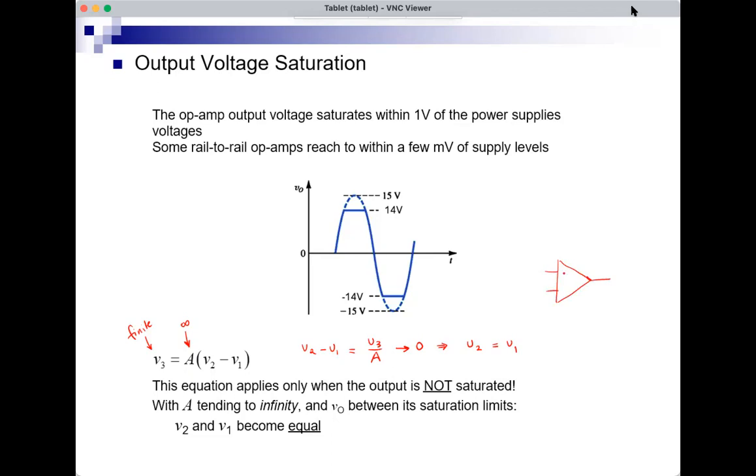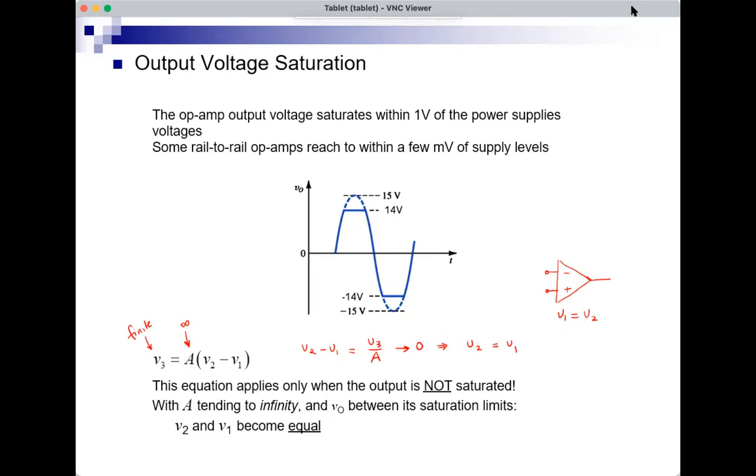So when I have these two inputs at minus and plus, as long as the output voltage is not saturated, V1 has to be equal to V2. Because the equation applies, V3 is A times V2 minus V1, and V3 is finite, and A is infinite. So V1 should be equal to V2.